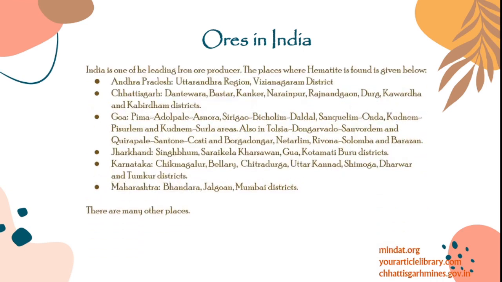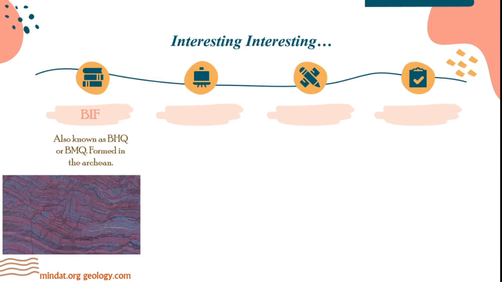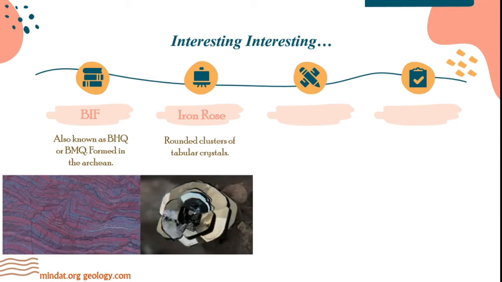The different ores of hematite found in India are as follows. Some of the interesting facts of hematite that I like are the BIF. That means hematite was long ago on Earth in the BIF formations. Then we have the iron roses. They are rounded clusters of the tabular crystals of hematite.